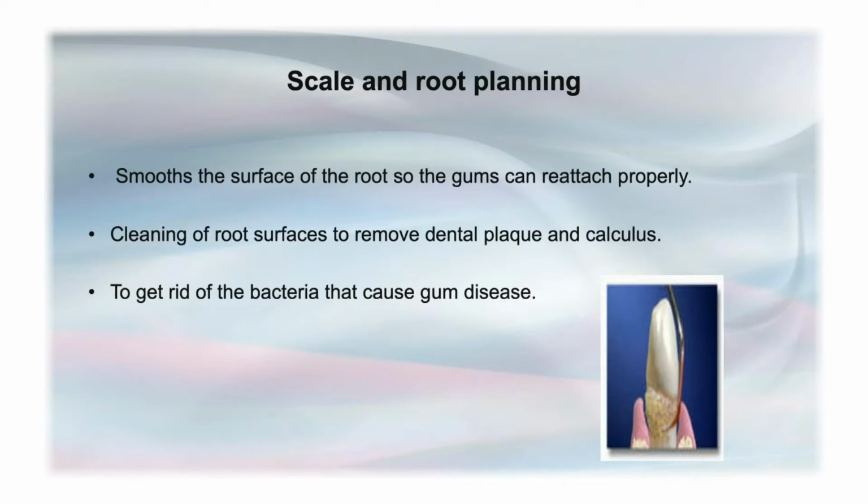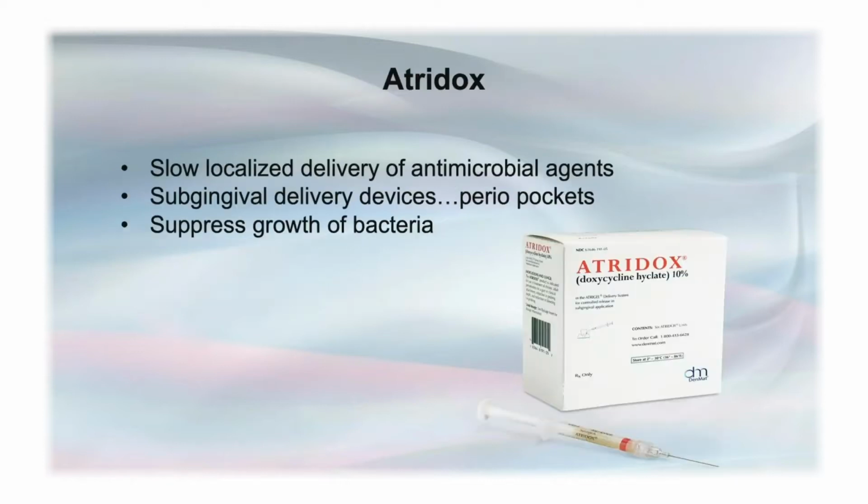Scale and root planing smooths the surface of the root so that the gums can reattach properly. It's cleaning of the root surfaces to remove dental plaque and calculus. You want to get rid of the bacteria that causes gum disease. And this is only done professionally. Tell the patient, we've got to get down below the gums. We're going to have to numb you up because we've got to get down a little bit deeper, places that you can't reach with floss or a toothbrush.